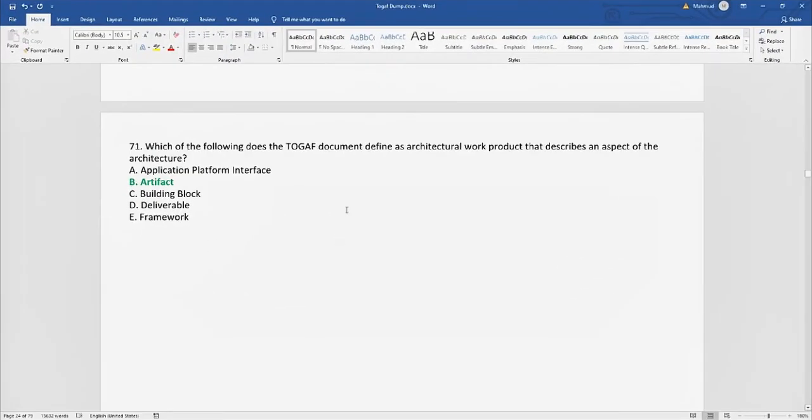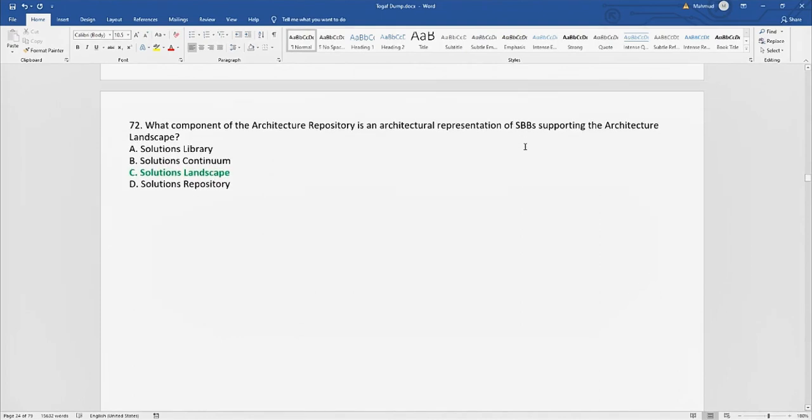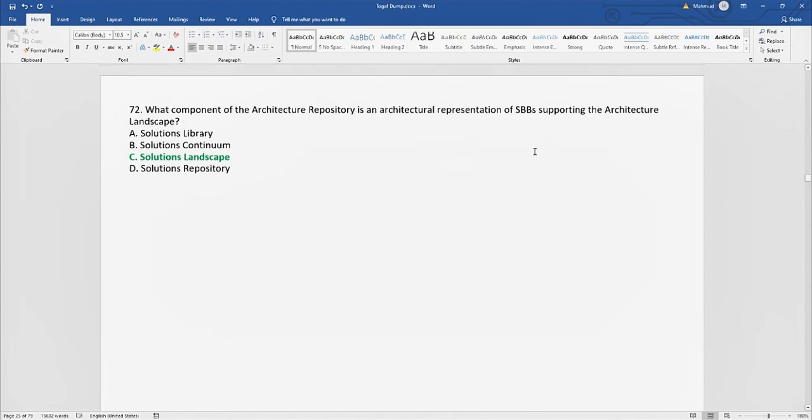71. Which of the following does the TOGAF document define as an architectural work product that describes an aspect of the architecture? What component of the architecture repository is an architectural representation of SBBs supporting the architectural landscape? Solution Landscape.